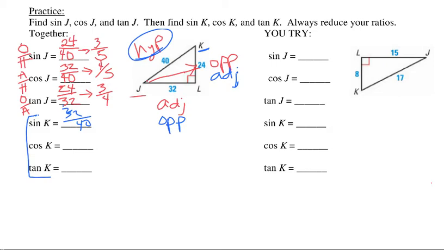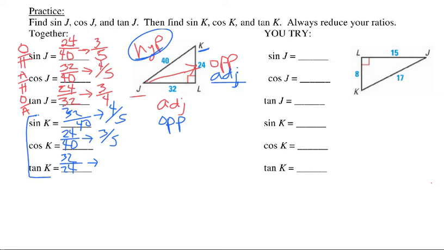Next, when we're doing the cosine of K, cosine, remember, is adjacent over hypotenuse. So adjacent is my blue adjacent, so 24 over 40. From what we saw before, this reduces down to 3 over 5. For the tangent of K, so I'm starting at my angle K, opposite over adjacent, so that would be my 32 over 24. This reduces down to 4 over 3.